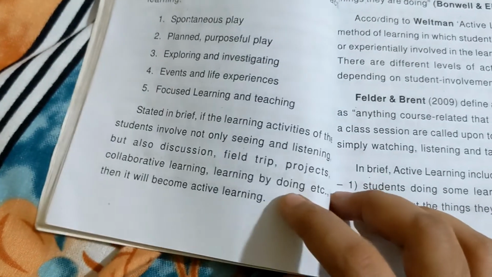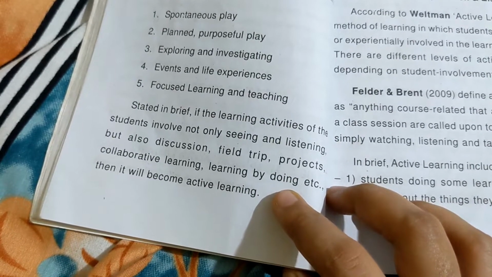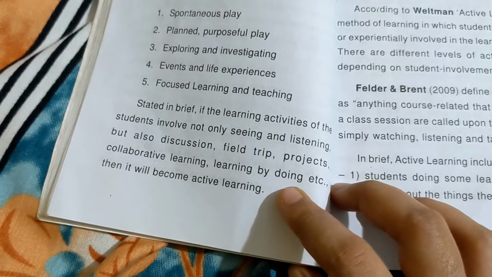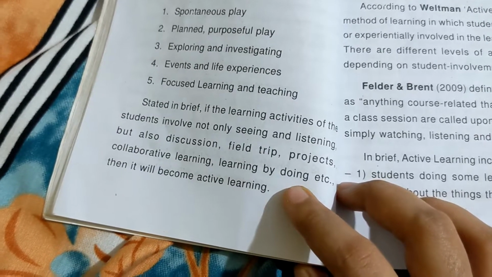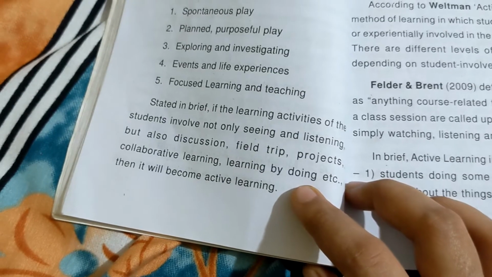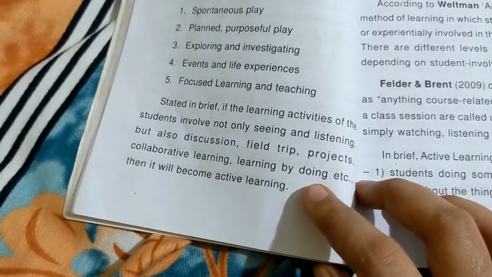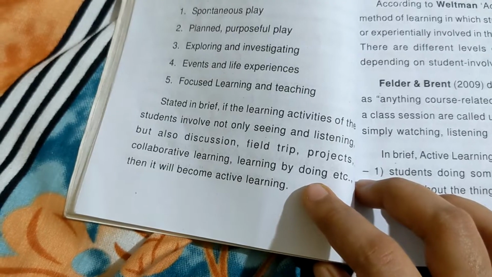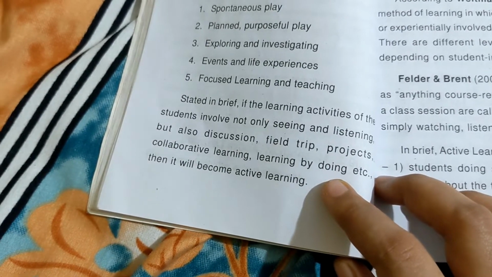Next, if you see, learning activities of students involve not only seeing and listening, but also discussion, field trip, project, learning by doing, etc. So definitely, if you're going for a field trip, active learning happens there because, for example, if they're taking you to a chocolate factory, you're learning how they are preparing chocolates, how they are manufacturing it. Every single process they'll be teaching you and you're also seeing them. You're seeing the entire process and a person will be guiding you, telling you every single step on how it is being done. So you are learning by seeing it and you're also experiencing it, because earlier you just knew how to eat chocolates, but now you're seeing the entire process on how it is made.